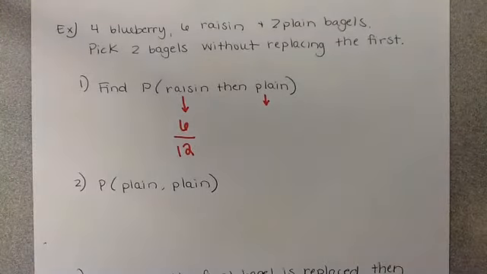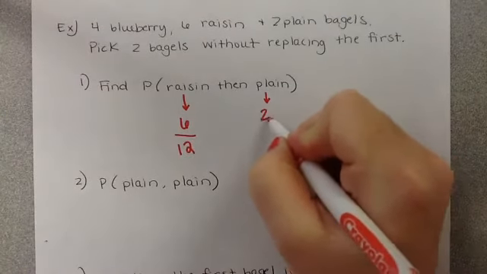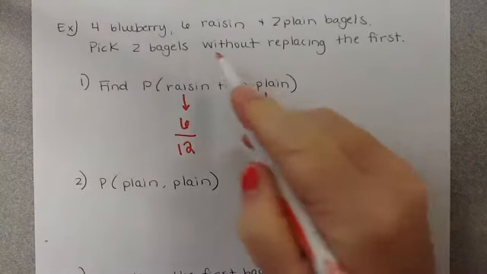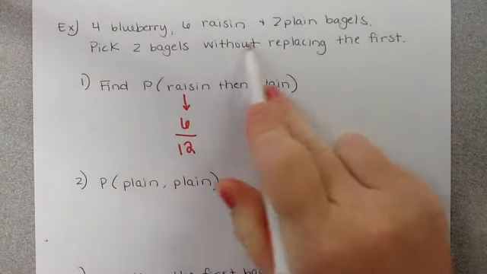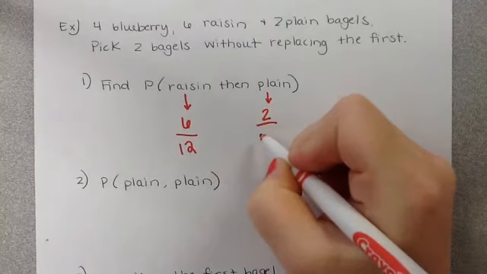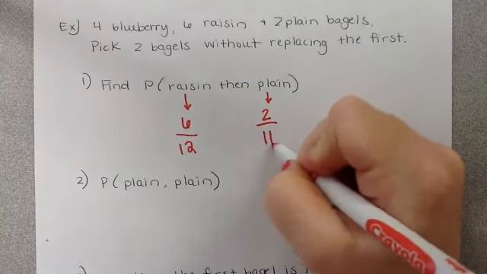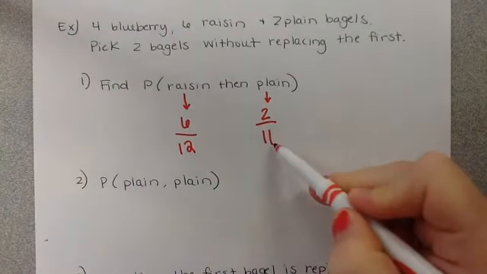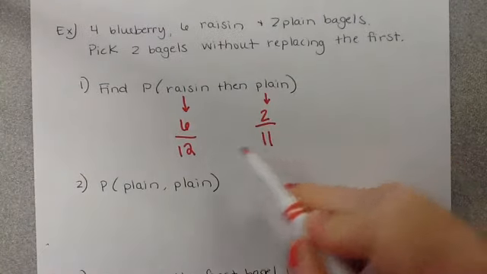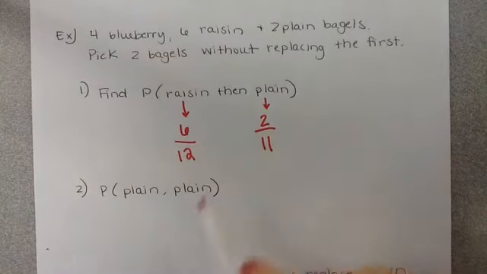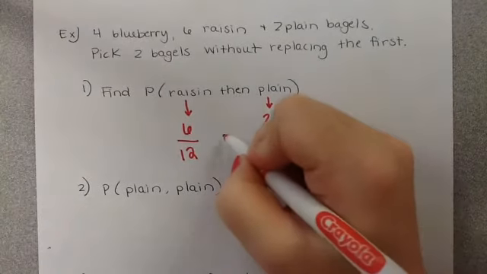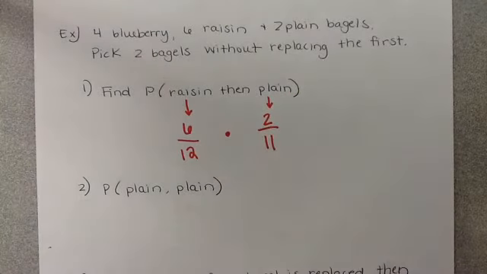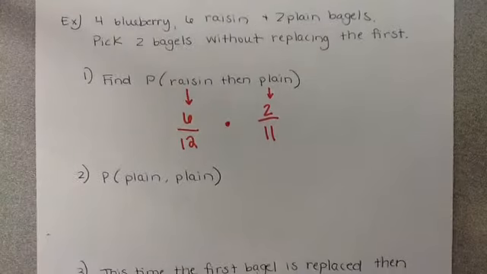Now, one raisin is gone. And now I want to pick a plain. So how many plain bagels are left on the table? 2. And since I took a raisin out, how many total bagels are left this time? 11. This time there were only 11 bagels for me to choose from because one of the raisins was taken out first. Again, we can multiply, and I would recommend simplifying a diagonal to make it a little easier.